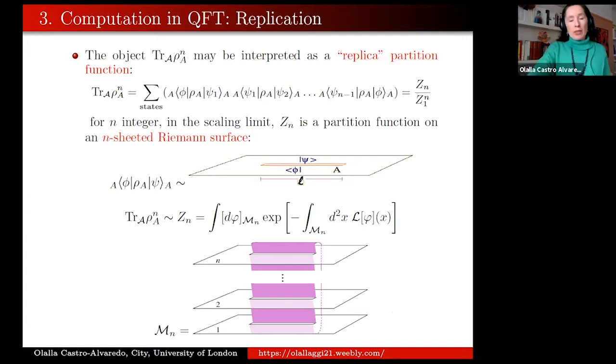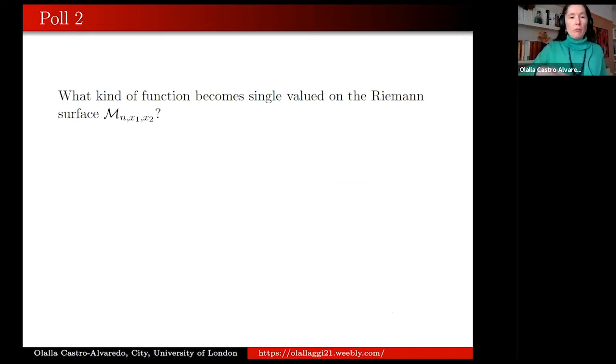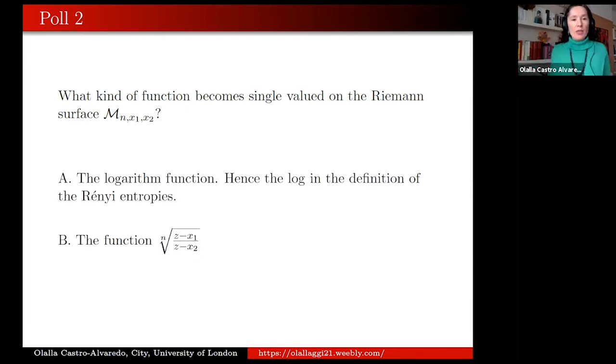So just to discuss a little bit more something about this Riemann surface, let me ask you one more question on the poll then. So what kind of function becomes single valued on this Riemann surface? So in other words, what is this the Riemann surface of in complex analysis? Okay, so when you study complex analysis, you study functions of complex variables. And well, sometimes if they are not single valued, you have a Riemann surface associated to them. So what would be the function which has this Riemann surface I just showed you? So I'm giving you two options. If you think it is A, I'll ask you to vote. And I'll assume everybody else thinks it's B. Okay, so anybody thinks it's A.